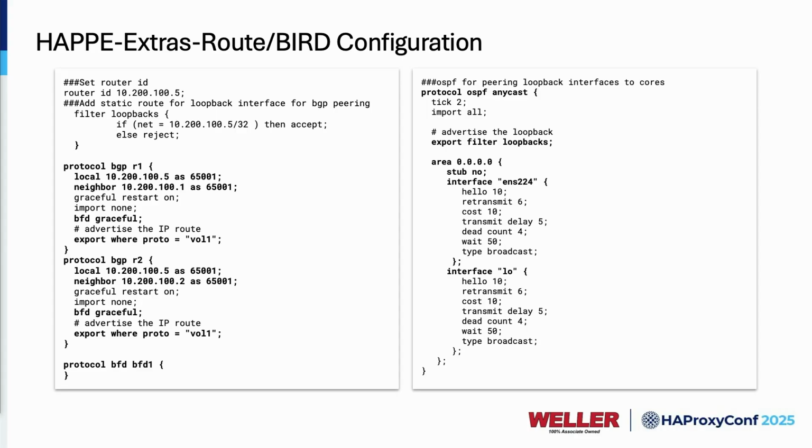Then at the bottom left corner there, to turn on BFD, all you have to do is create an empty little bracket there, and that enables it. And then you can start it with the overlying process. So by adding BFD or BFD graceful into your BGP configuration, that enables that signaling for BGP. The OSPF stuff is pretty simple. We're just advertising the loopback address into the core, and we have the area attached to the physical interface and the loopback interface.